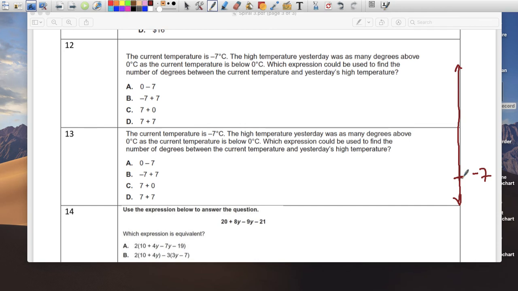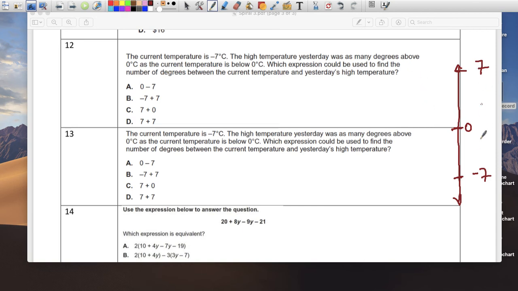The high temperature yesterday was as many degrees above 0, so let me put a 0 here, as the current temperature is below 0. So it's currently 7 degrees below 0. Yesterday's high was the same distance away from 0, but on the positive side. So yesterday's high was +7. Now, which expression could be used to find the number of degrees between the current temperature and yesterday's high?